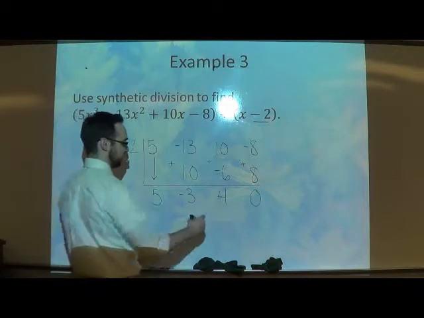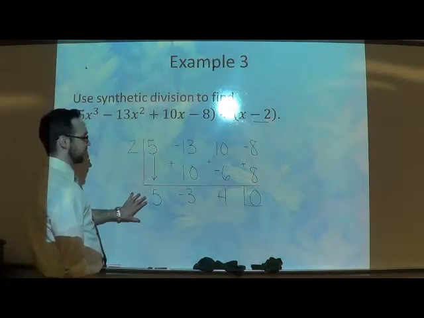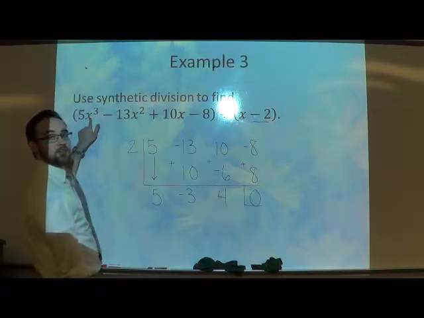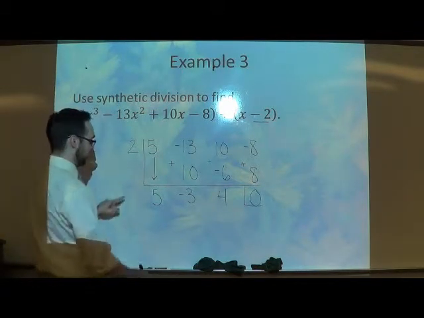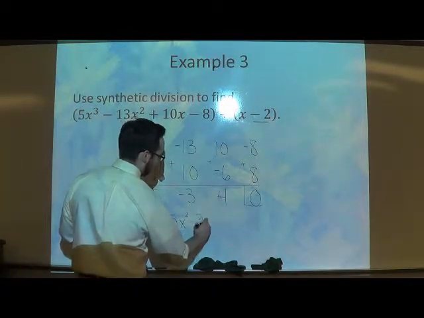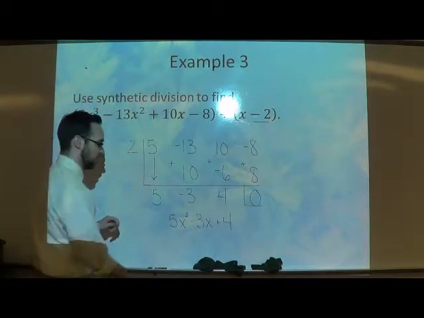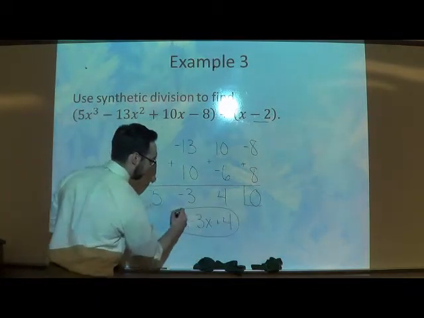So that's our remainder. The answer down here, whatever we started with, you take it down by a degree of 1. So I'm going to start with 5x squared minus 3x plus 4. This is your answer.